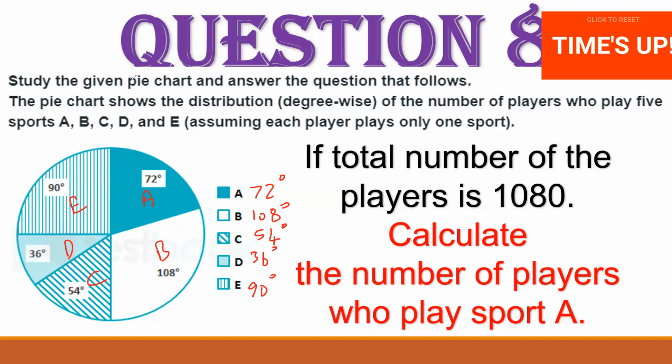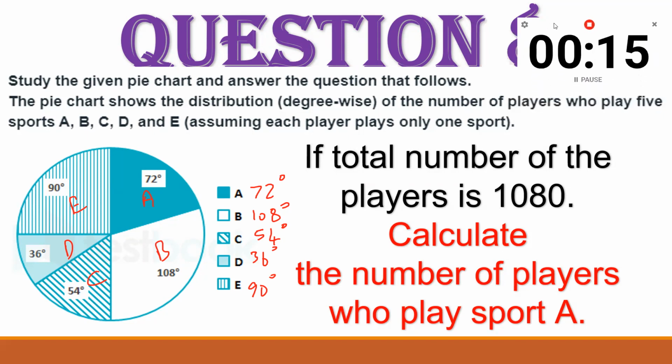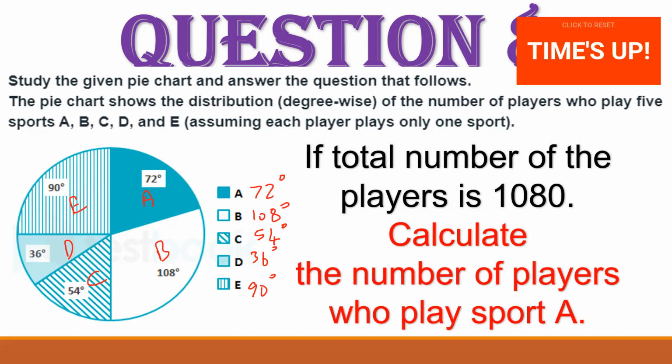Okay, good luck. Please try. So this is your question. All information given. Now we are getting information from graph and we are trying to use it. Okay. 20 seconds will be enough for this. Yeah, maybe. So if you need more time, of course, you can stop and carry on. If the total number of the players is 1,080, calculate the number of players who play sport A. Okay, that's our question. Let's see.